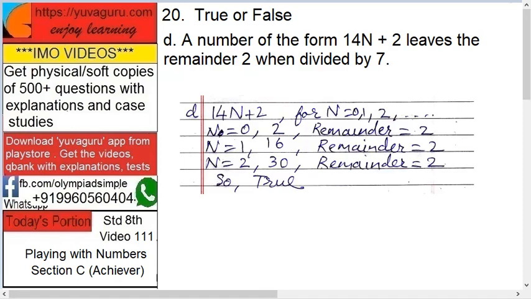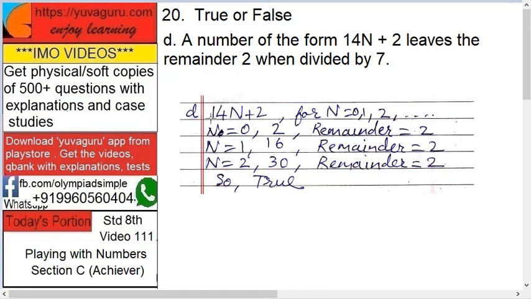Okay. Next, a number of the form 14n plus 2 leaves the remainder 2 when divided by 7. Is it true or false? That's what we are required to find. 14n plus 2. So n can be anything. It's not given whether it's a natural number, whole number, rational number, or integer.